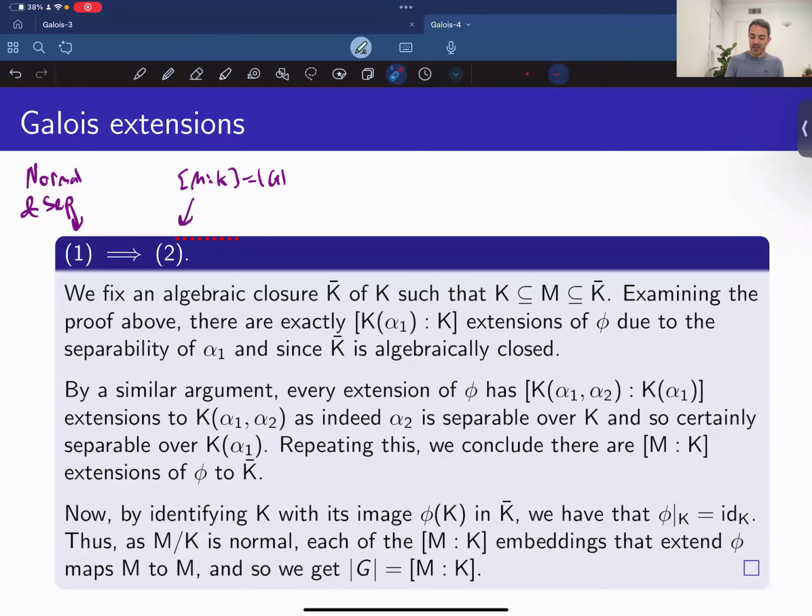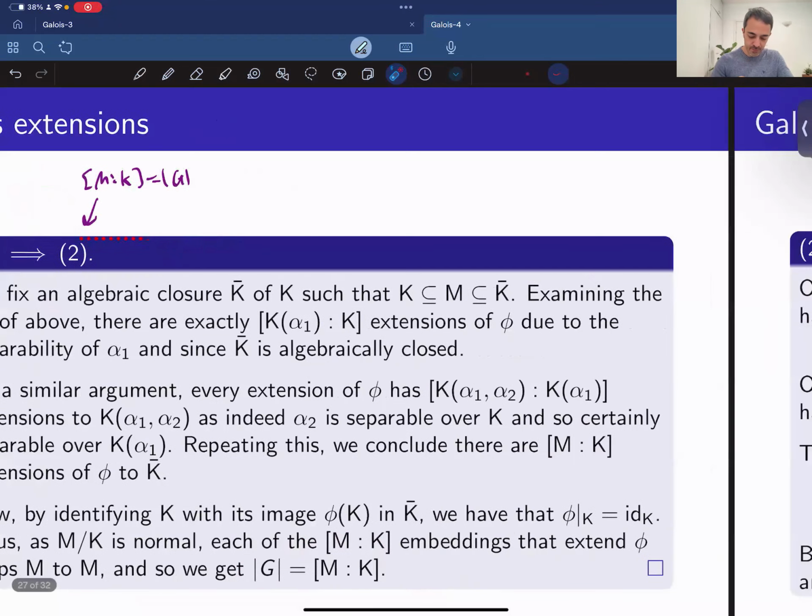And so really, each of the automorphisms of K bar that we found can be restricted to an automorphism of M, and therefore you did get this equality. Good.